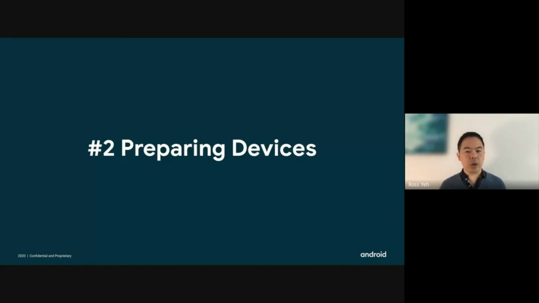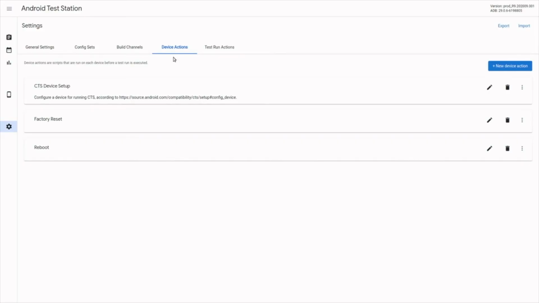Second, we want to show you how to prepare the test devices. Android Test Station can automatically prepare your devices for testing using device actions. Test Station comes with a few pre-configured device actions, including the reboot action, which will restart devices, the factory reset action, which will wipe all device data, and the CTS device setup action, which will connect the devices to Wi-Fi and configure them for running CTS.